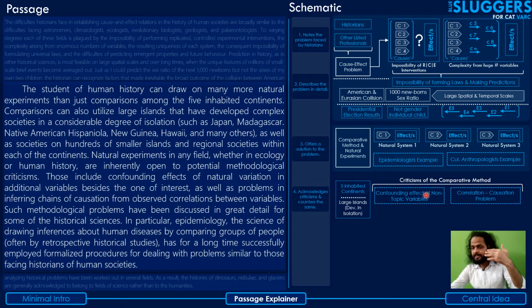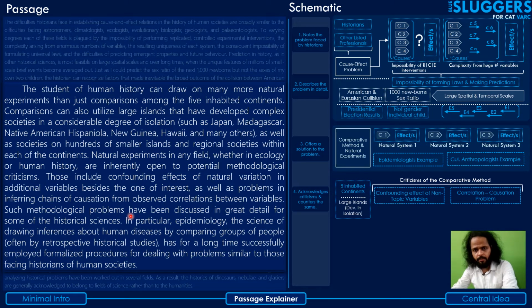So these are the two criticisms that he points out with respect to the comparative method. The first is that of the confounding effect of so many non-topic variables. Like, how do you say that it is not being caused by some other variable? The second is, how can you say that it is a case of causation and not just of correlation, right? So let's go to the next part.